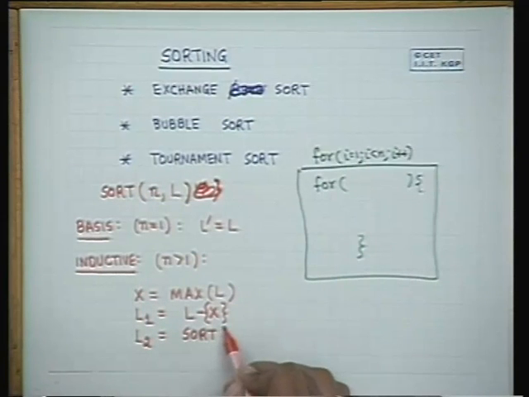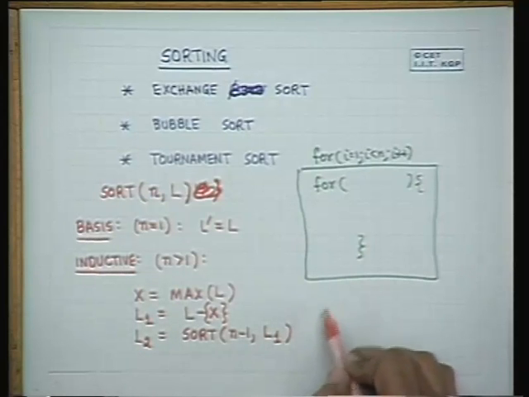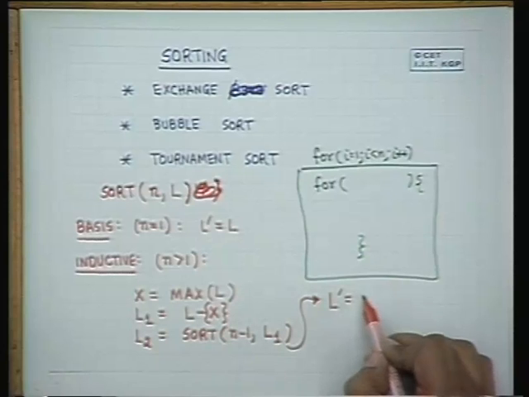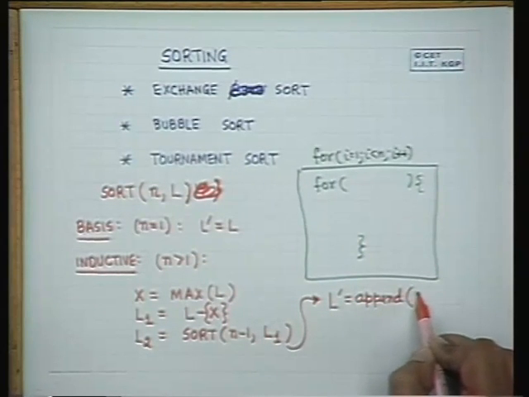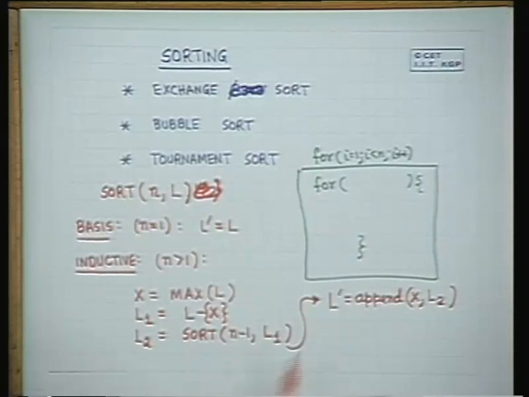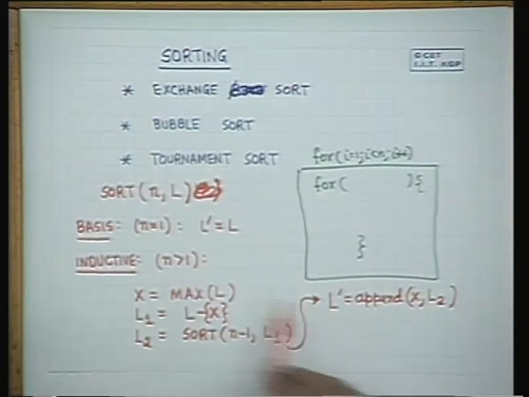So L2, you sort n minus 1 elements from which list? L1. And what do you form finally after this? L dashed is equal to append x in L2. X is put in the front of L2 and you get L dashed, which is your sorted list. Is that understood? I will repeat.